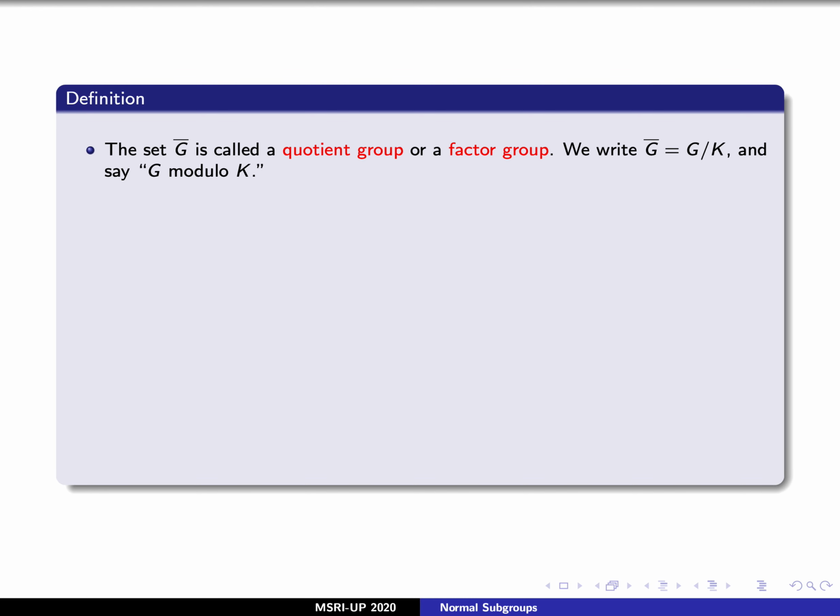We'll use this now to give a definition. This set Ḡ is called a quotient group or a factor group. We will write G mod K, or G slash K, as this quotient group.